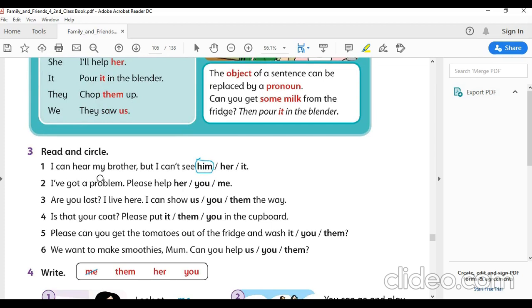Read and circle. I can hear my brother, but I can't see him. "Him" refers to my brother. I've got a problem. Please help me. I don't use "her" because I started the sentence with "I've": I'm the one with the problem. Number three: are you lost? I live here. I can show you. What do you think? I can show us? I can show you, I can show them the way. Since I said "are you," I'm asking you, so the appropriate object here is "I can show you."